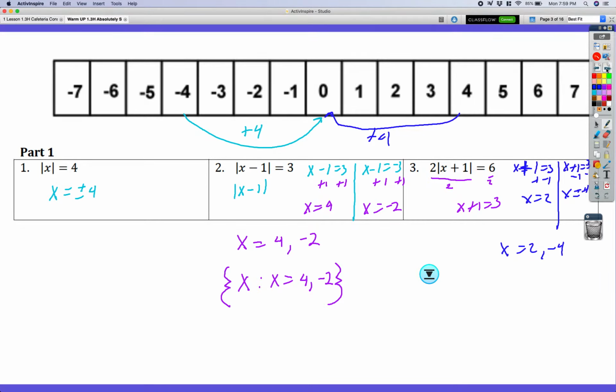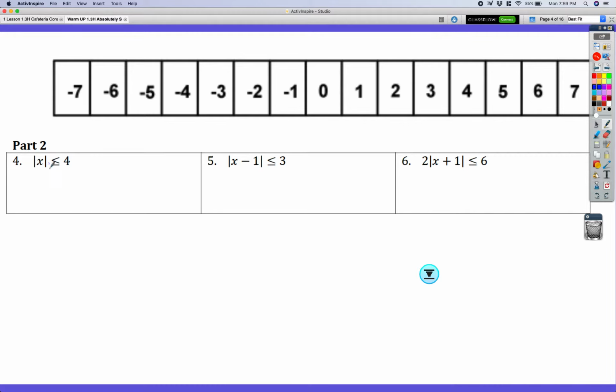Okay? So that part should have been a review, but now what we're going to do is focus on these absolute value inequalities. How we solve these is the same idea, but it's a little different. Once you get the absolute value all by itself, you get x is less than or equal to 4. For the second one, you're going to flip the sign of the inequality, so x is greater than or equal to negative 4. And there you go, that's your answer.